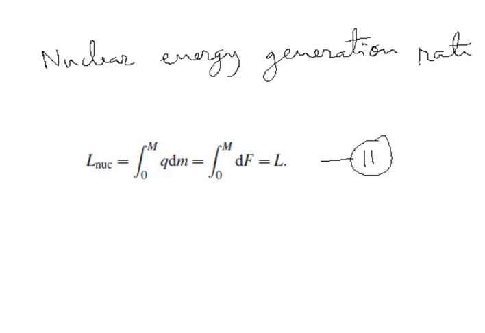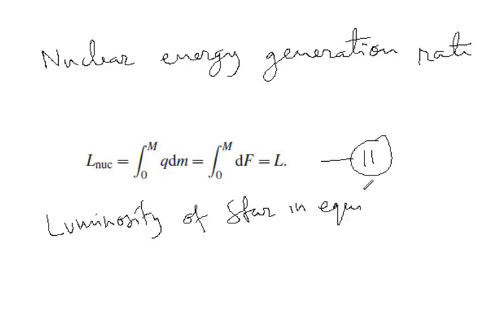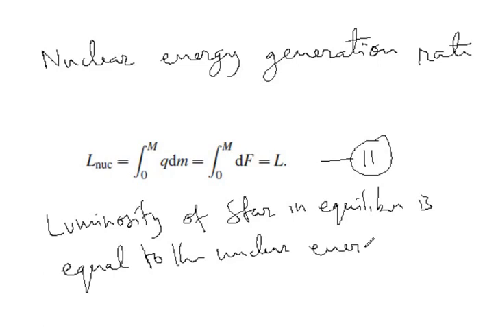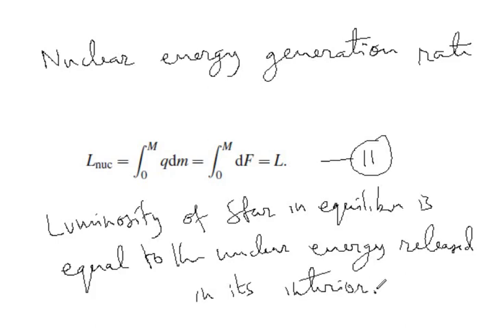Now you see, what did we observe? As we have been expecting, we observed that the luminosity of the star in equilibrium is equal to the nuclear energy released in its interior. Okay?